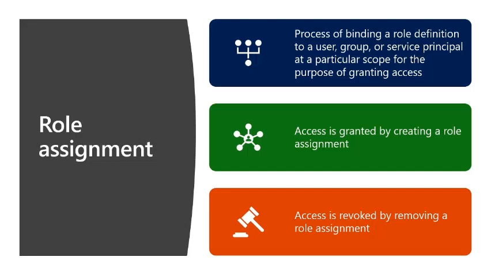Point is, initially RBAC was an allow-only model with no deny, but now RBAC supports deny assignments in a limited way. Similar to a role assignment, a deny assignment attaches a set of deny actions to a user, group, service principal, or managed identity at a particular scope for the purpose of denying access. So before we didn't have this option, but now we have a denying access option. A role assignment defines a set of actions that are allowed, while a deny assignment defines a set of actions that are not allowed.